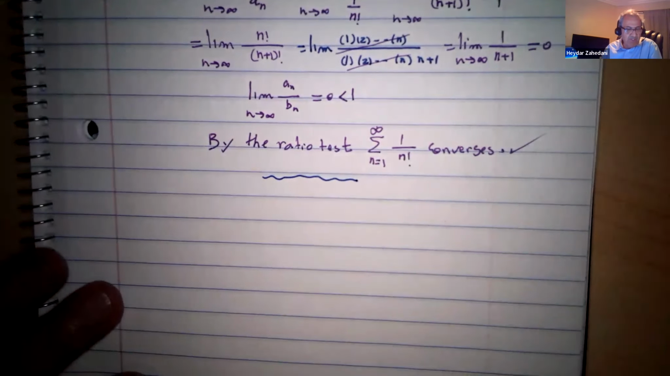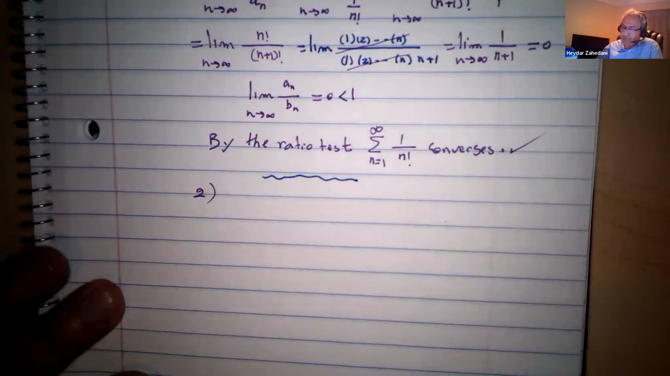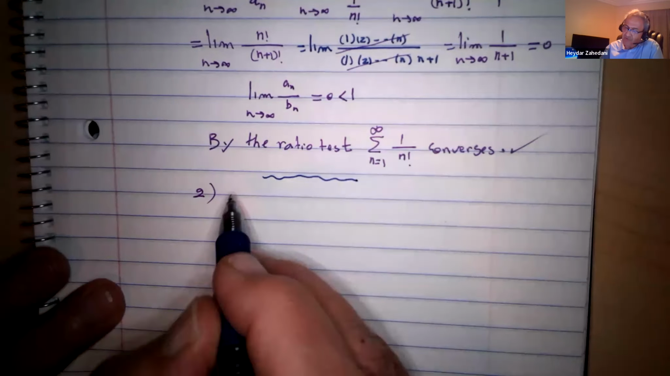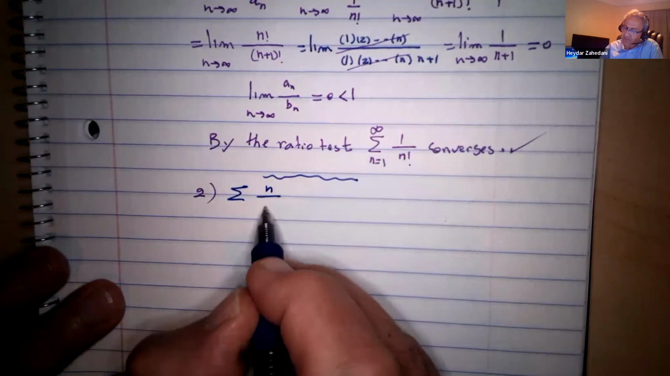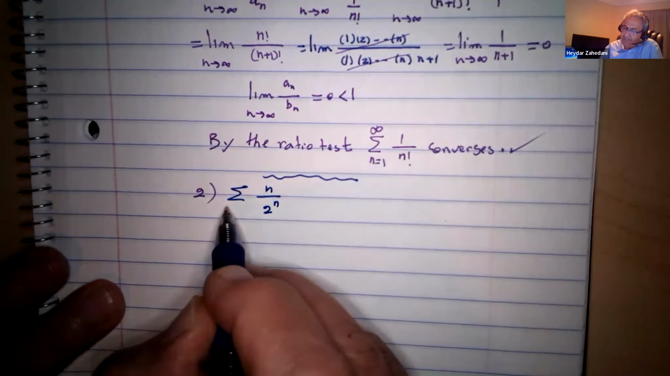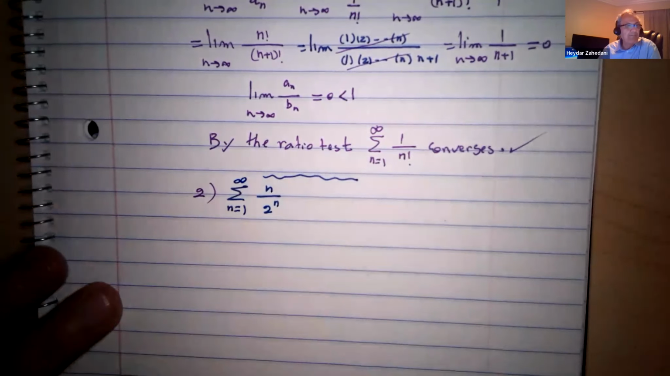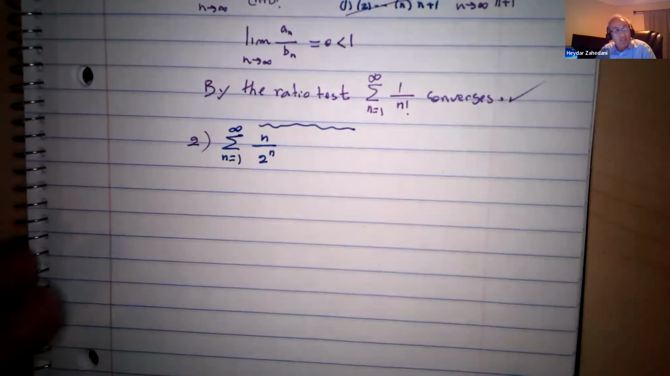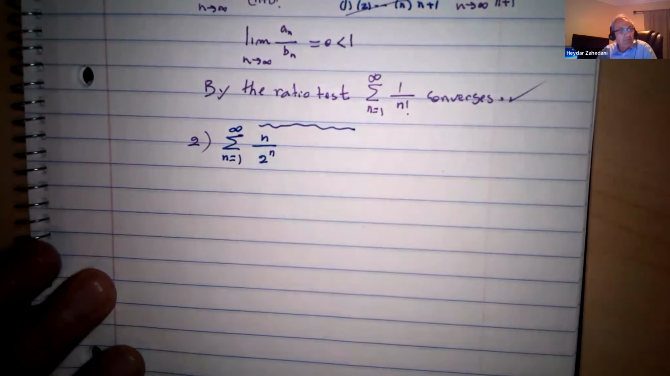So that's the first one. Let me give you another one. The other one is number 2. The series in question is again a very popular series, n over 2 to the n, from 1 to infinity, and you want to check this one. Again, you say this is not geometric, because for a geometric series you need a 1 on the top, not n. Of course, it's not a p-series.